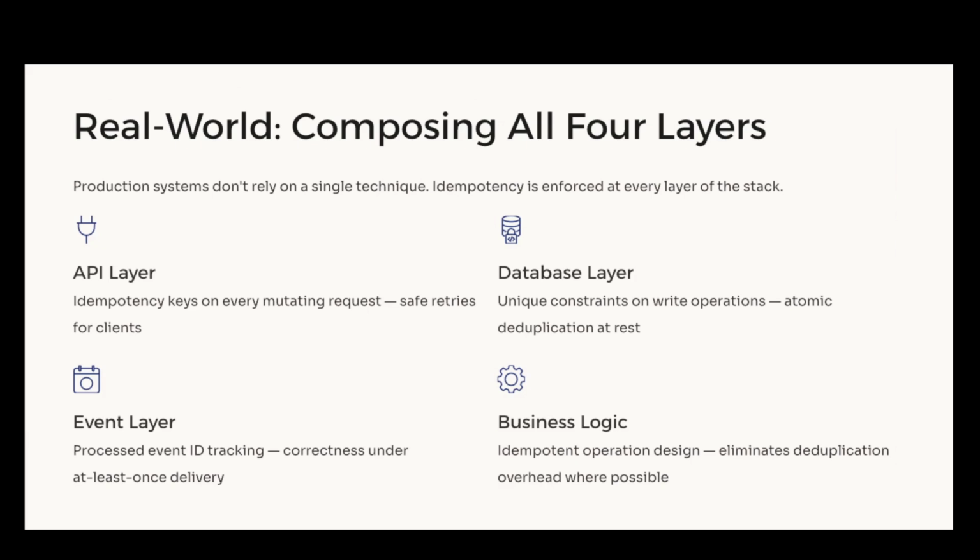Real-world composition. In real systems, we combine multiple approaches. At the API layer, we use idempotency keys. At the database layer, we use unique constraints. At the event layer, we track processed events. And in business logic, we design idempotent operations. So the key idea is idempotency is enforced at multiple layers.